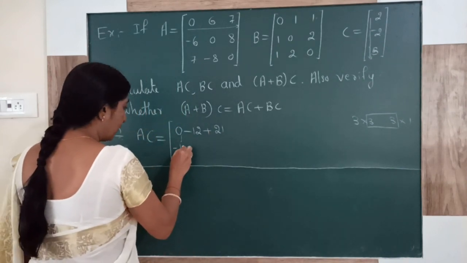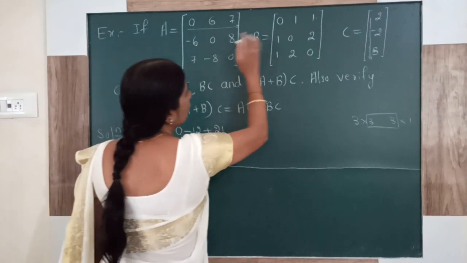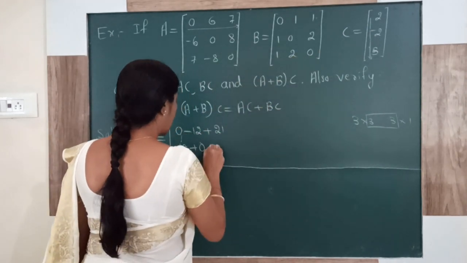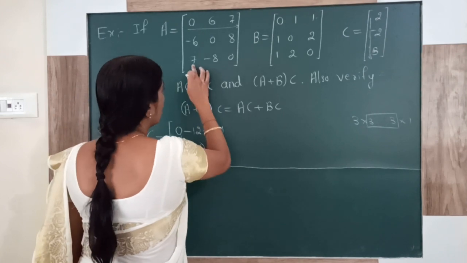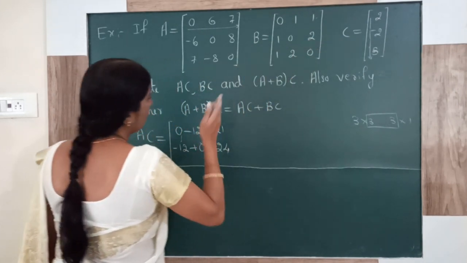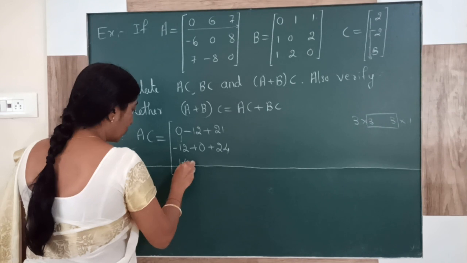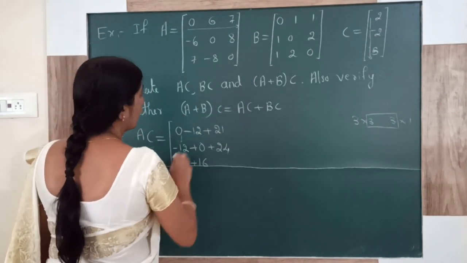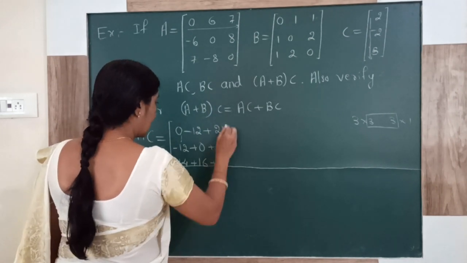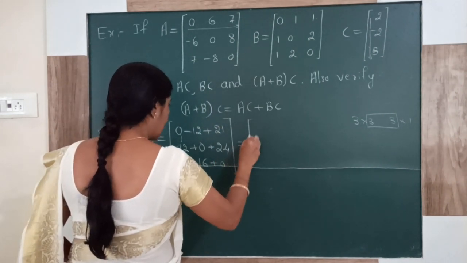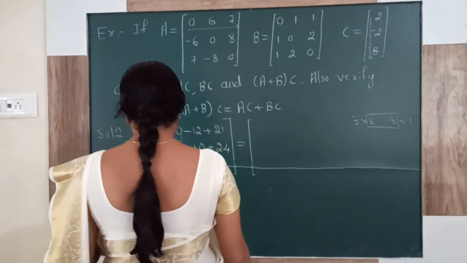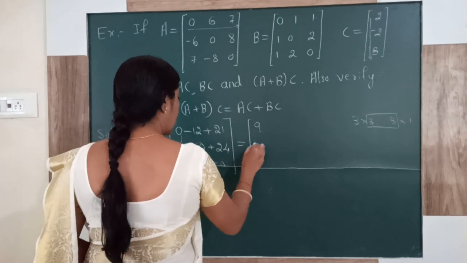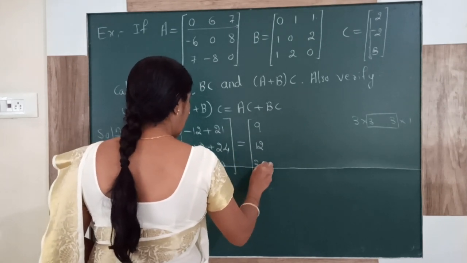Minus 6 into 2, minus 12. 0 into minus 2. Then 8 into 3. Then come to the next one. Third row with one column. Only one column we have. 7 into 2. Minus into minus plus 16. Then 0 and 3. So this will complete. Simplify this. Minus 12 and 21, so it is 9. And this is 12. And this is 30.